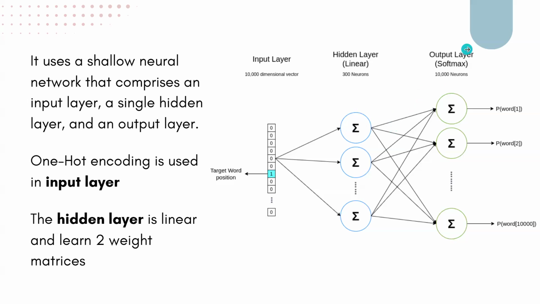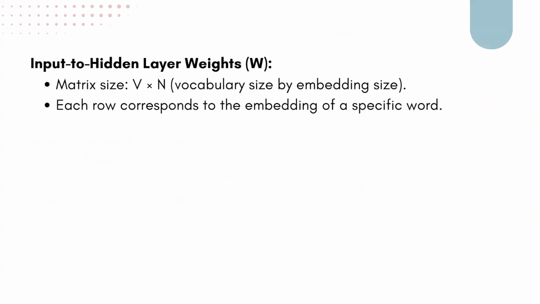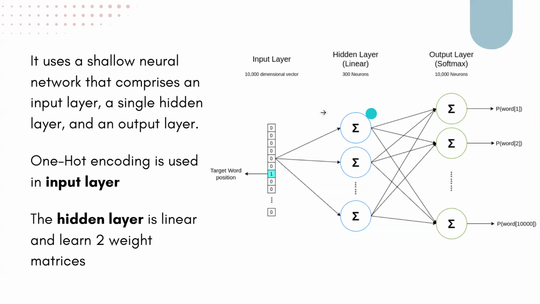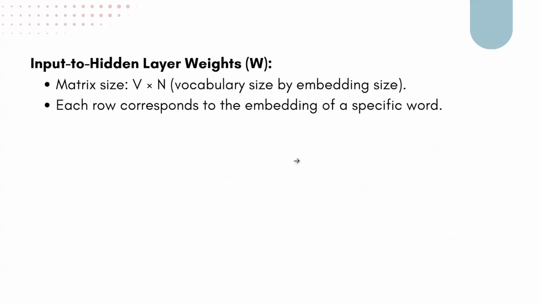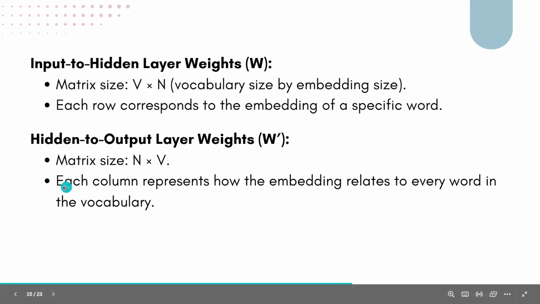And then on the output layer, we have the softmax function. So let's look into it. There is an input to hidden layer weight, that is W. It is of size V cross N, and each row corresponds to the embedding of a specific word. Then we have a hidden to output layer weight, that is W prime. It is of size N cross V, like these are reciprocal of each other.